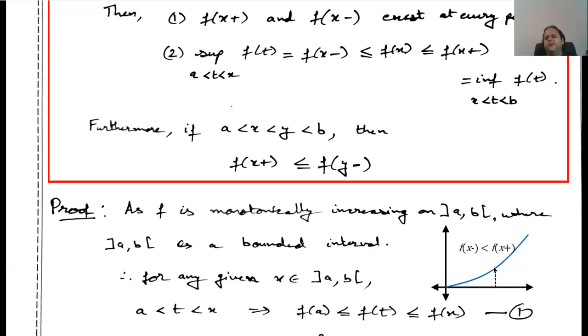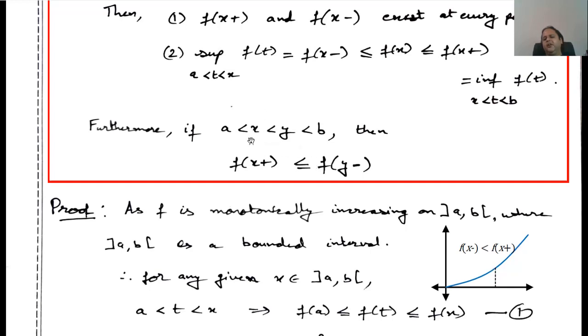Its left hand limit, meaning if we are approaching from this side, is the supremum of f(t) where t is between a and y. So if it is y here, that's how we are going to have f(y-) and f(x+). As we are able to see from the diagram, f(y-) is the left hand limit at this point, and f(x+), where x is this point, is the right hand limit at this point. They will be following this relation.